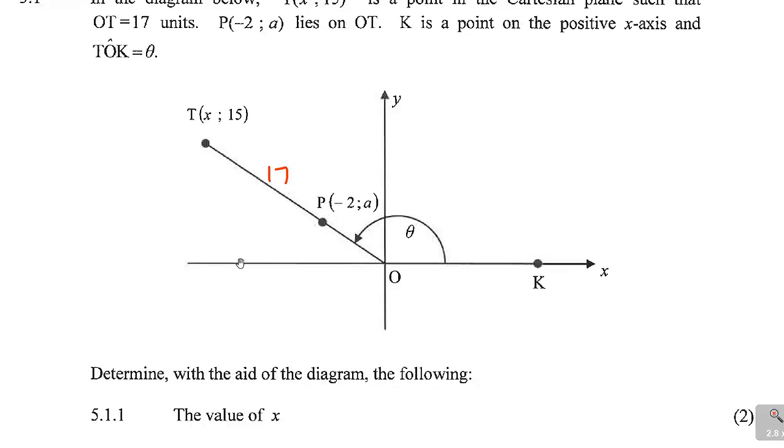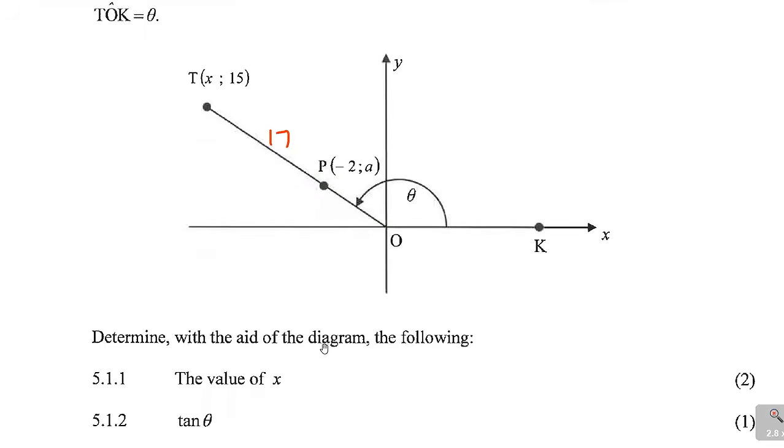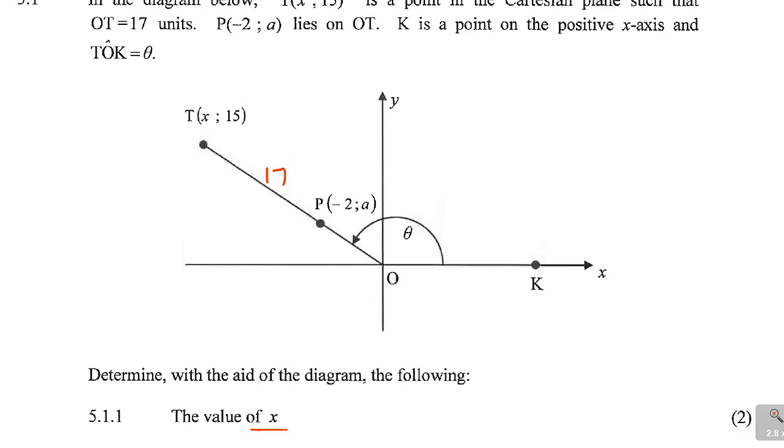So the first thing it says is, with the aid of the diagram determine the following, and the first part they are asking is to find the value of x. Look at that. So they want you to find the value of x, and how do you go about finding that value of x? As I said, it's a common question. It's 2 marks, as you can see. And for you to be able to get those 2 marks, the aim is to ensure that you get everything correct from the start. So 5.1.1, find the value of x.